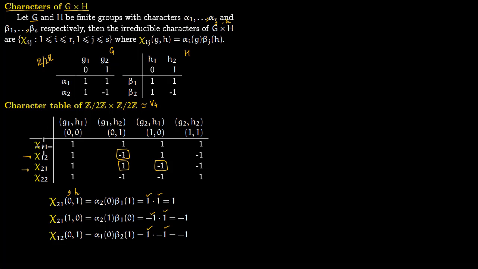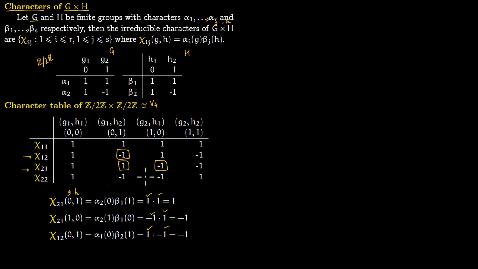For example, this chi 1 1 is just about alpha 1 and beta 1, but alpha 1 has all values 1, beta 1 has all values 1, so you'll just get 1. Now chi 1 2, the first element is alpha 1. Alpha 1 is the trivial character, it's always going to be 1, so everything depends upon beta 2. So you write beta 2 corresponding to 0 and 1, that is 1, minus 1, that comes here. Again here it's still alpha 1, so this doesn't matter, 1, 1. Again beta 2 on 0, 1 will give you 1, minus 1.